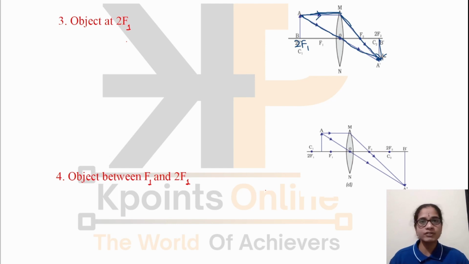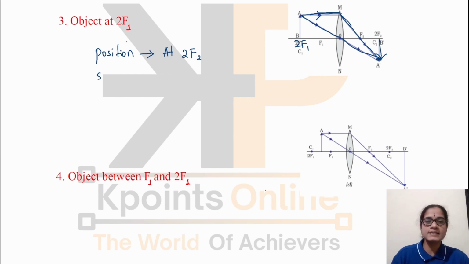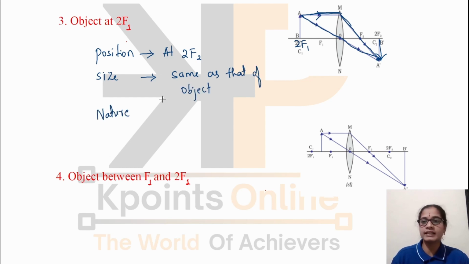And how is this image? It is real and inverted. And also it has the same size as that of the object. So, position at 2F2. And what is the size of the image? It is same as that of object. And what is the nature of the image? You can see here, it is real and inverted. Yes, this is about the formation of image when the object is exactly placed at 2F1.